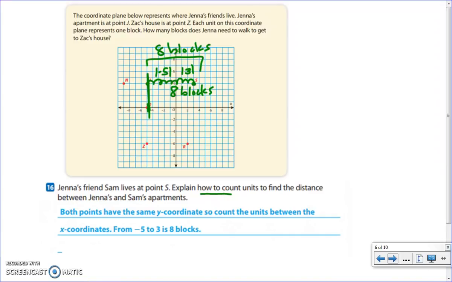So really, both points have the same y coordinate, so you just count the number between x coordinates. So if you thought about S as being (3, 4), and J as being (-5, 4), we would just have to count from -5 to 3 since our y coordinates are the same. And there's a distance of 8 there.